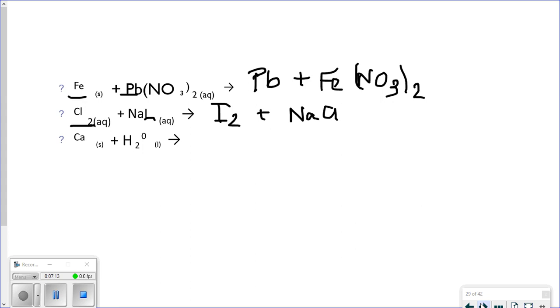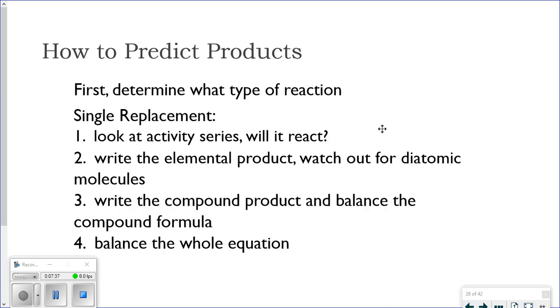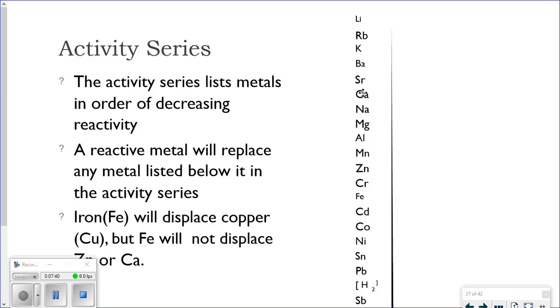Let's look at the last one. We have calcium and water. So calcium's a metal, so it is trying to replace a hydrogen from water. This was one of those special circumstances that was listed out. And if we check, calcium is higher on our activity series than hydrogen, so they can switch places.